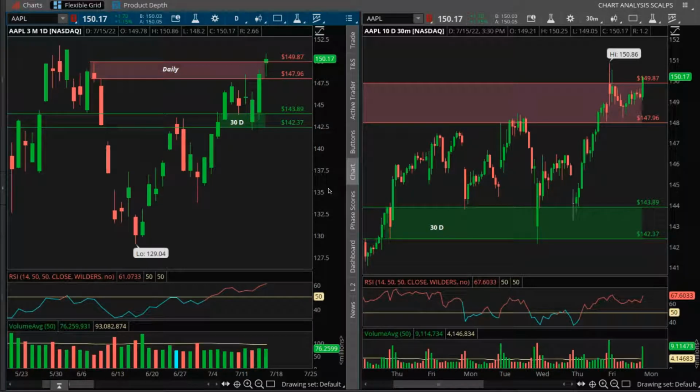This is going to be an educational recap on Apple using supply and demand. I'll show you exactly how I drew out the zone on the 3-month, 1-day time frame. And then after we look at the bigger picture, we'll go over to the 30-minute and I'll show you how you could have taken shorts from supply, targeting demand, and then how you could have taken longs from demand, targeting supply.